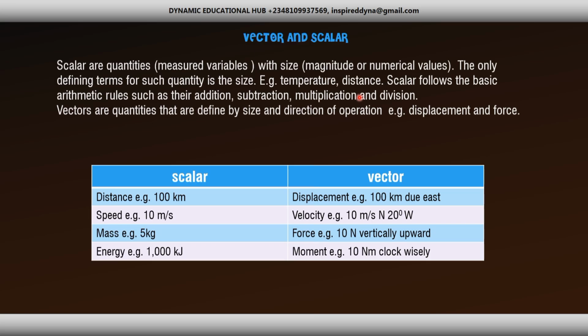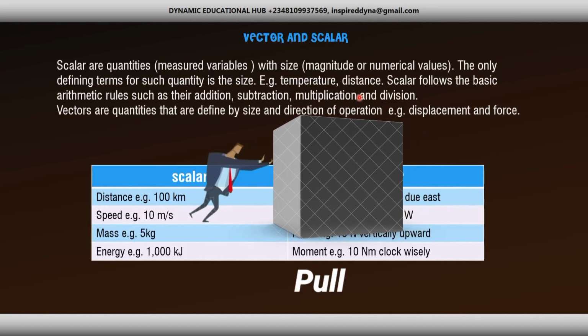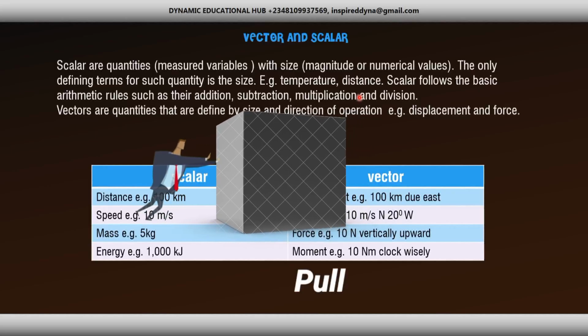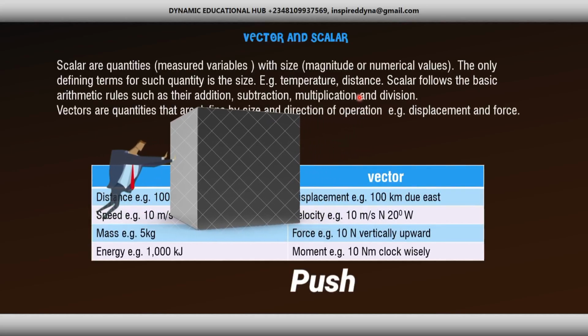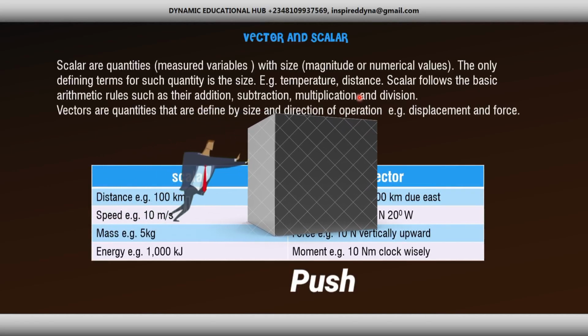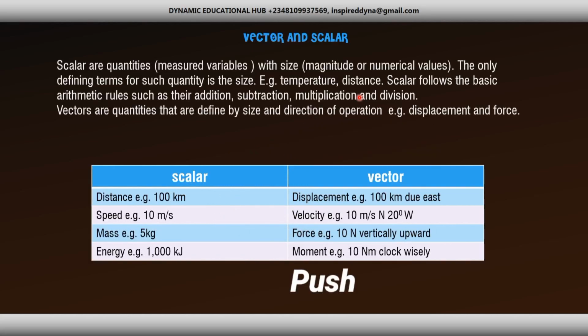Unlike scalar quantities, where the only defining thing is the magnitude, for vector you are going to provide two things, because two vectors can have the same magnitude and still be different. You can pull something with 10 Newton force. You can also push that thing with 10 Newton force. The two forces have the same magnitude, but their effects are different.